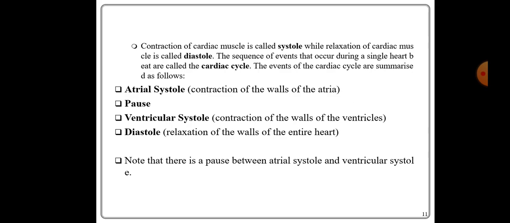Then there's a pause. Then also ventricular systole, meaning contraction of the walls of the ventricles. So these ventricles also contract at the same time, and once they contract, they push blood out of the heart. So the left ventricle pushes blood through the aorta to the rest of the body parts. Then the right ventricle pushes blood through the pulmonary artery to the lungs for oxygenation.